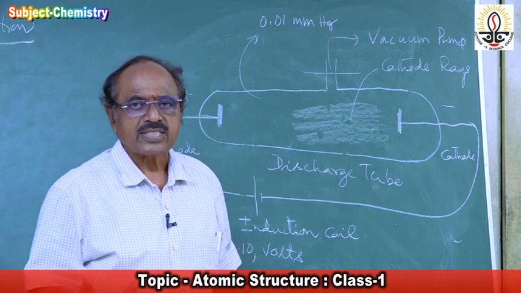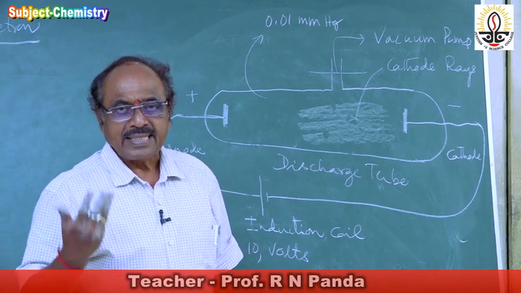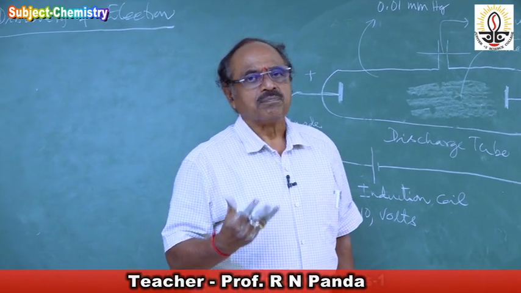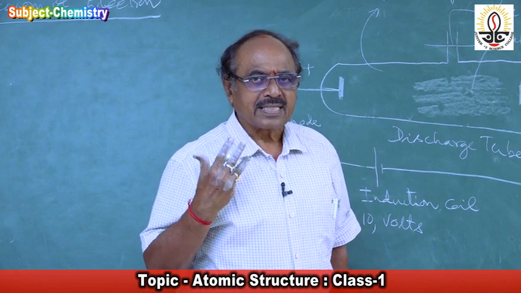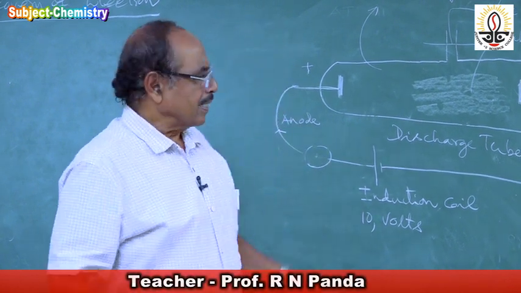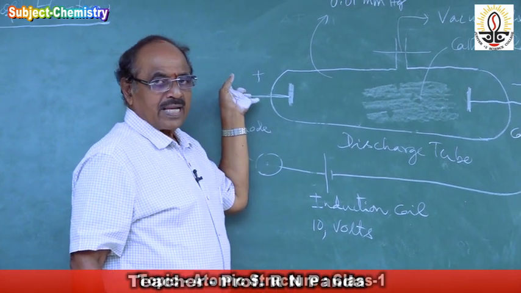So what is the gas there? The gas is in a molecular state. What is a molecule? A molecule consists of atoms, and inside the atoms some negatively charged particles are present. And they are energetic particles. Why? Because they are producing a glow, a glow produced towards and proceeding towards the anode.